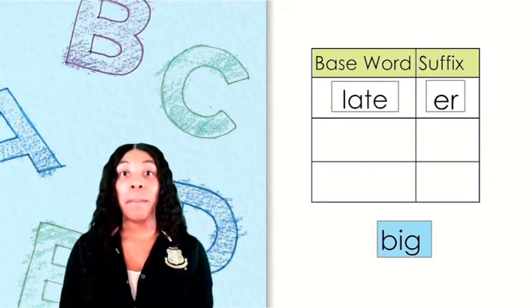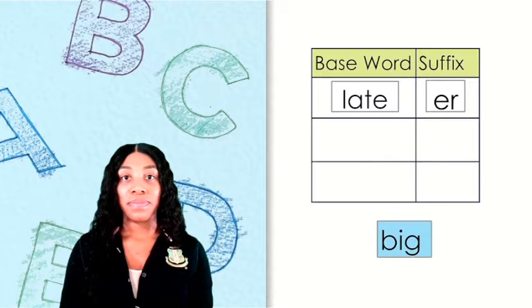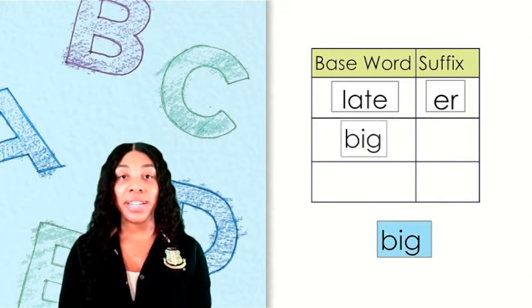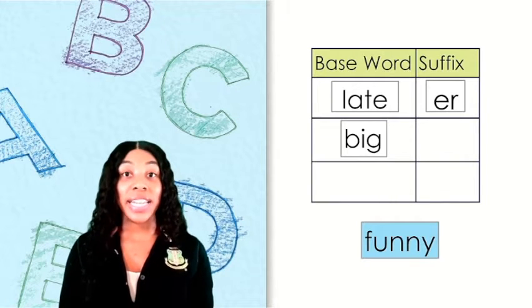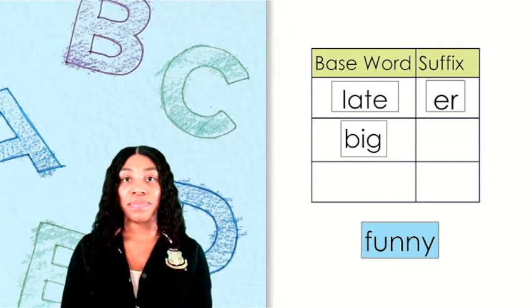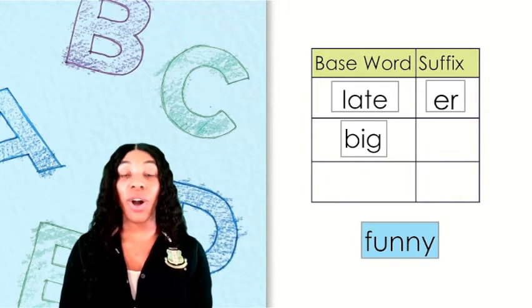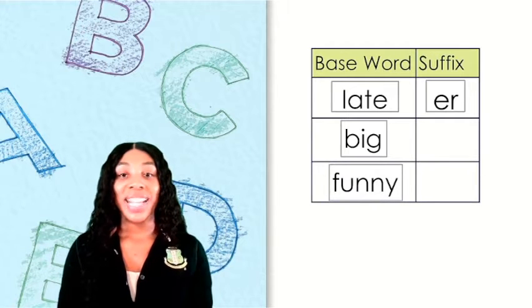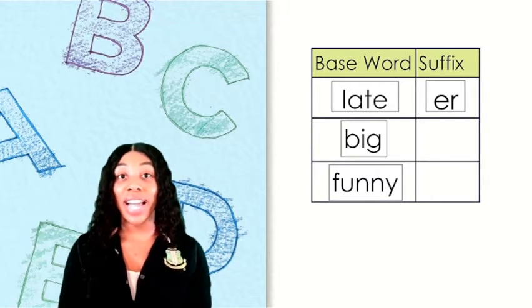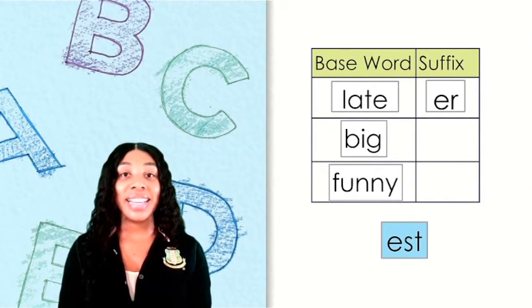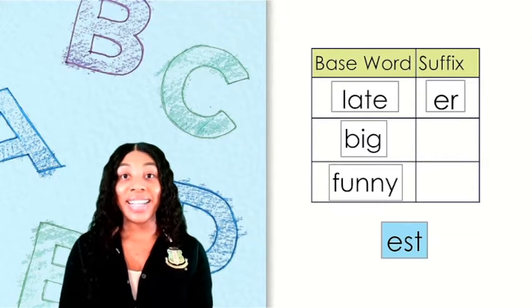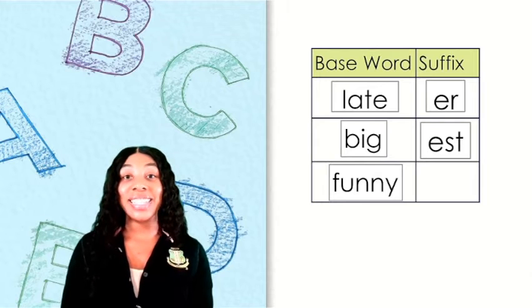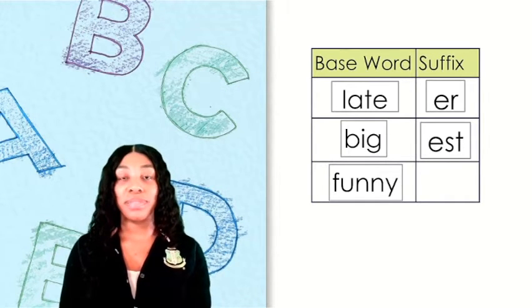Our next part is big. Is big a base word or suffix? Big is a base word. We can add affixes to the end to change its meaning. Is funny a base word or suffix? Funny is also a base word. Let's try another. Our last one is est. Is est a base word or suffix? Est is a suffix. We can add it to the end of a base word to mean most.